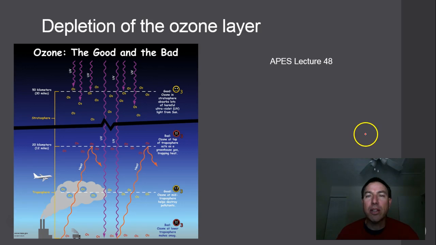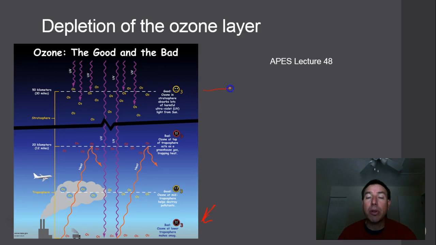This is Mr. Coates, and this is APES lecture number 48, Depletion of the Ozone Layer. When we talked about ozone back in air pollution, we said that the ozone down here in the troposphere is a bad thing. This is considered a pollutant, and we don't want that in the atmosphere at all. We don't want to breathe that because ozone's very reactive. It'll actually destroy your lung tissues. So ozone's not a good thing there.